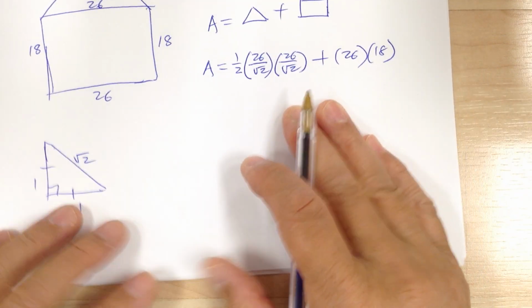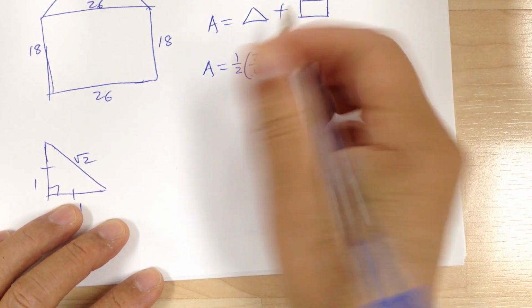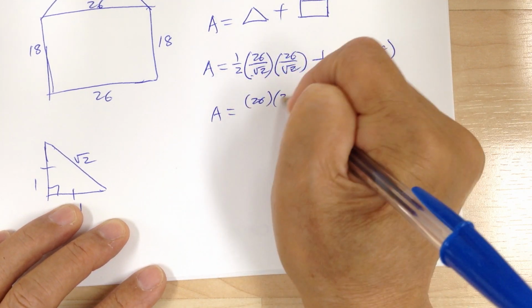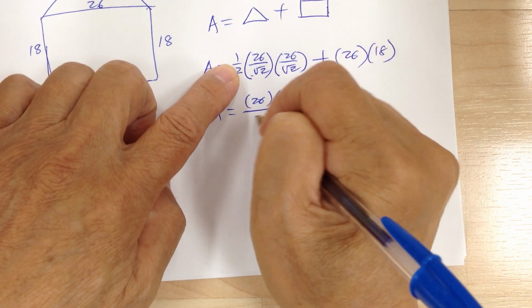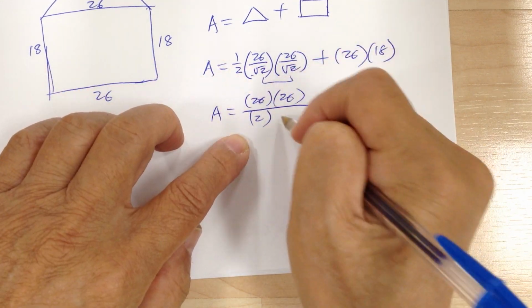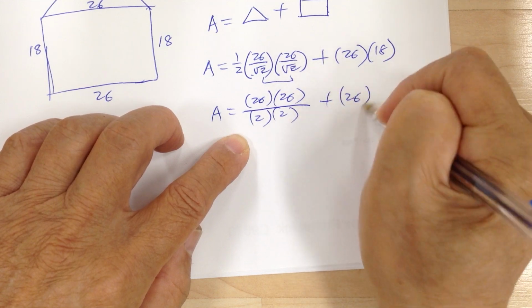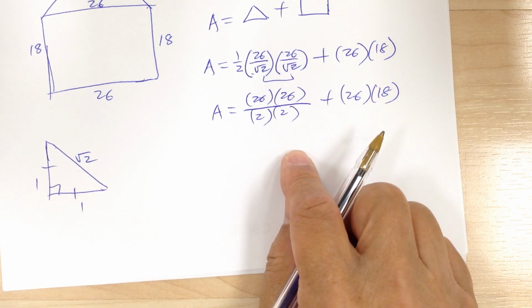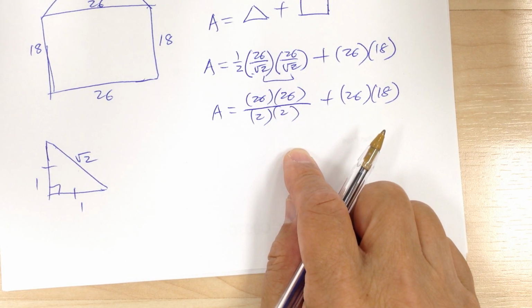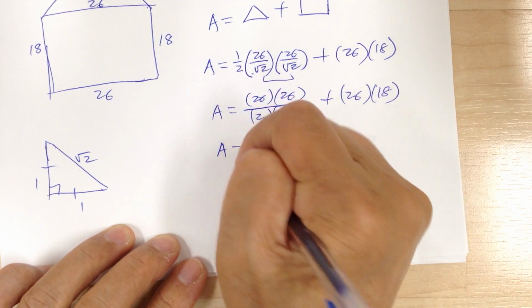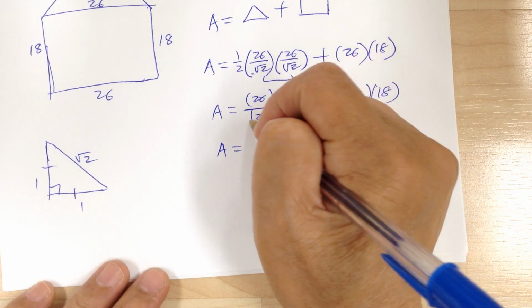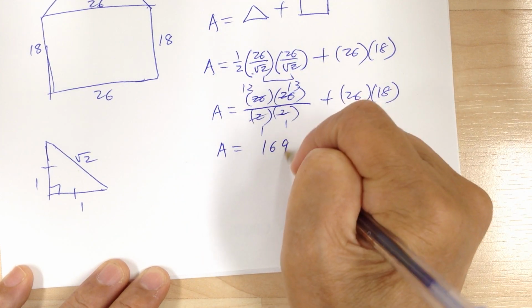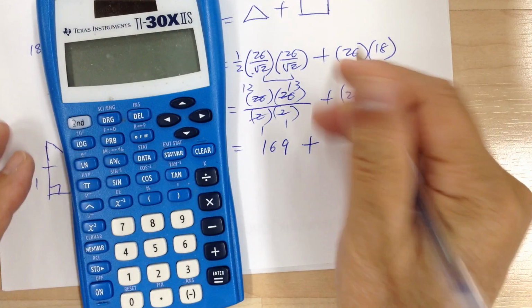Notice that you can use 26, 26, and this would be a 2 from here, and this would be a 2. So you have to know how to simplify your square root. And then from here you can use your calculator. If you do it without a calculator, this would be 1, 13, 1, 13. 13 times 13 gives 169. But you can just use your calculator.